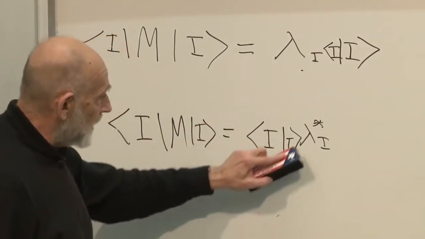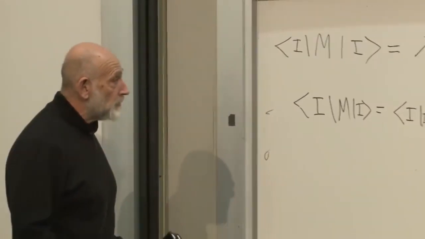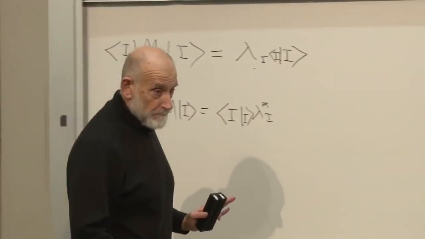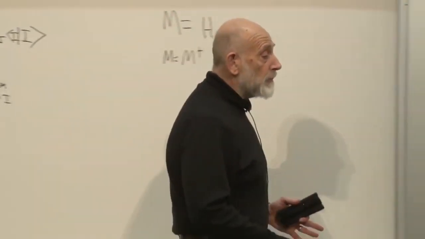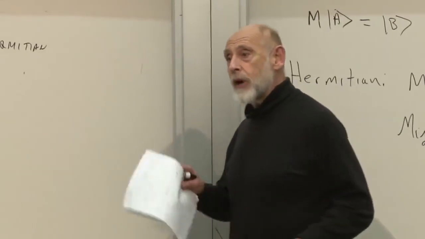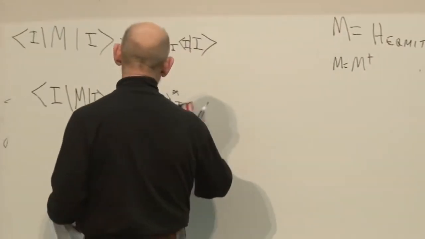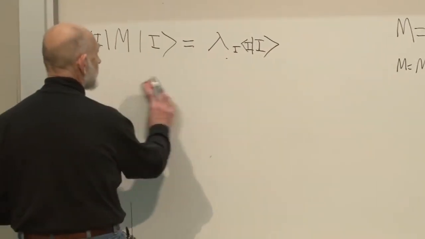That cancels out. And therefore, we come to the conclusion that if a matrix is Hermitian, if it's equal to its own Hermitian conjugate, then its eigenvalues are equal to their own complex conjugates, and they are real. Eigenvalues of Hermitian matrices are real. That's the first step.